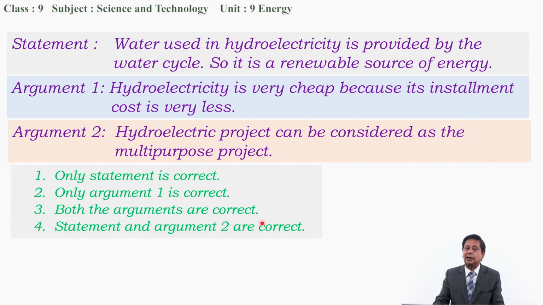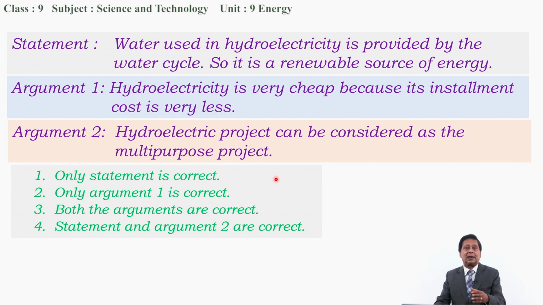Both the arguments are correct, but if argument 1 is incorrect, then how is it possible that both the arguments are correct? That's why we have to drop this option also. Number 3, statement and argument 2 are correct. Statement is correct, we know. Argument 2, let's see. Hydroelectric project can be considered as a multi-purpose project. Yes, this is correct, because hydroelectric project is not made only for hydroelectricity.